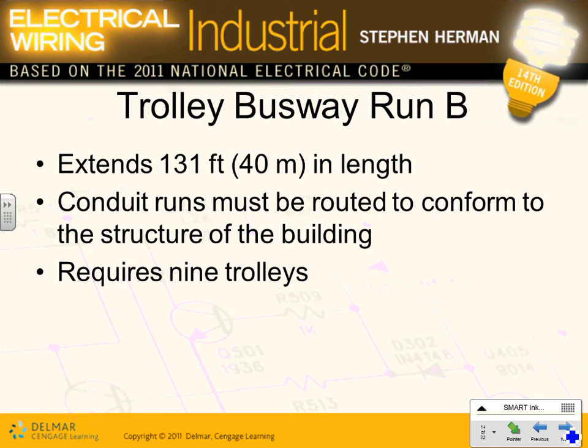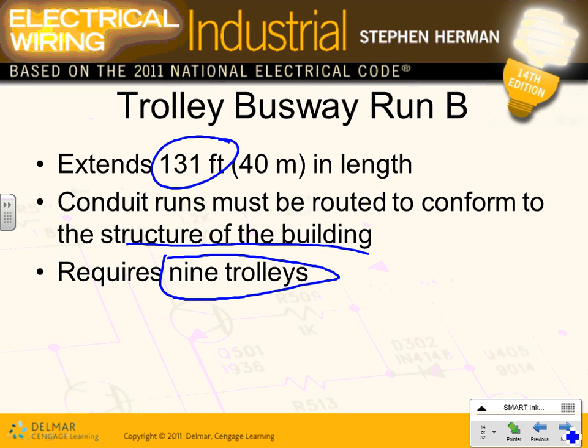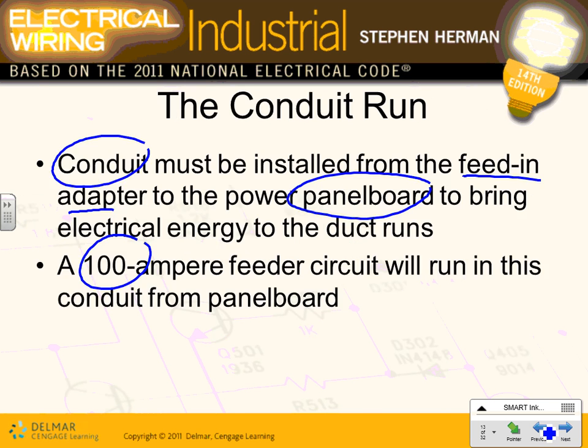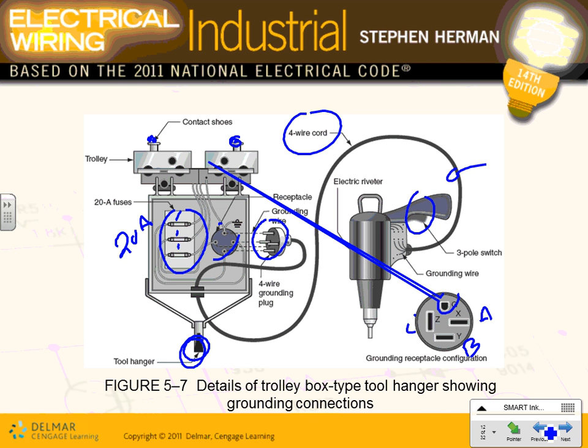Okay, busway B. You're looking at busway B right here, gentlemen. This baby happens to be 131 feet. You can see how they can be long trolley busways. Conduit runs must be routed to conform to the structure of the building in this particular one. How many trolleys are they installing in 131 feet? They're installing 9 trolleys. So 9 of these are installed in 131 feet. How many can you install? As many as you need, as long as you don't overload the equipment. So you have to do a load calculation on that, right?